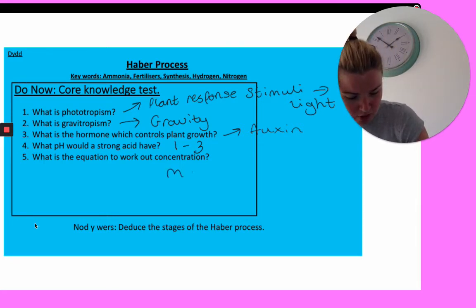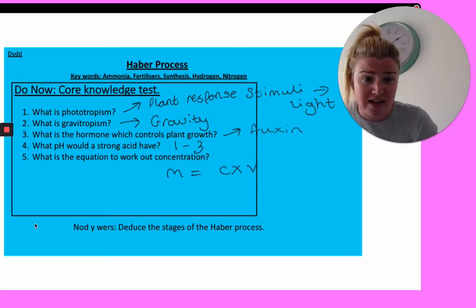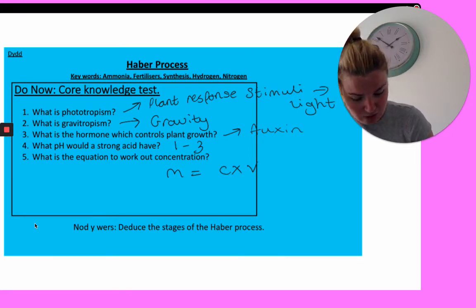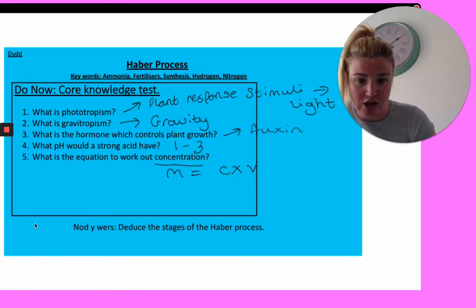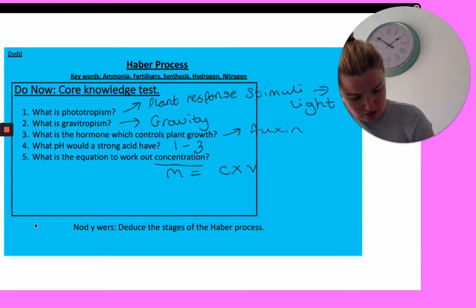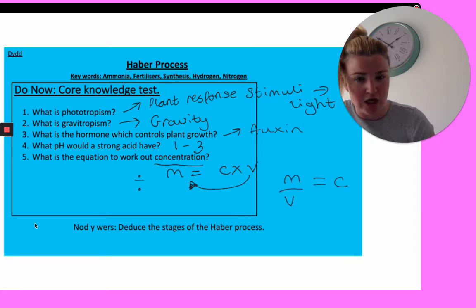That's the strongest acid. What is the equation to work out concentration? So the equation is moles equals concentration times volume. We're triple scientists, we're in Year 11, so we need to think about rearranging that, because the question says what is the equation for concentration? The easiest way is to swap it over. It's times on this side, so it's going to be divide on this side. So it would be moles divided by volume equals concentration.